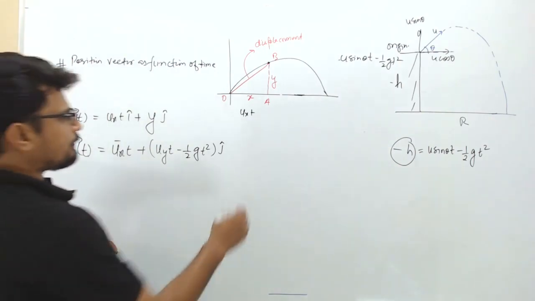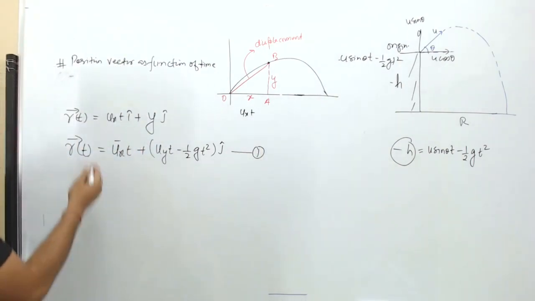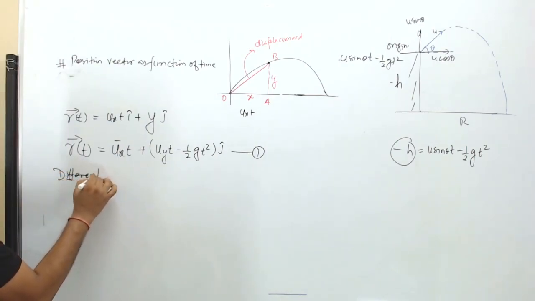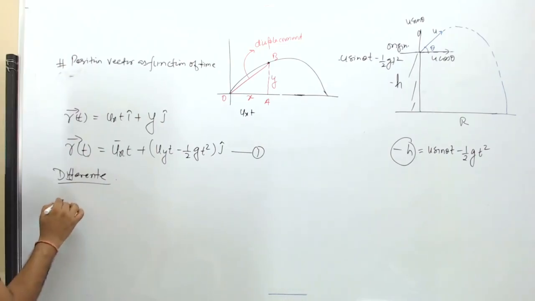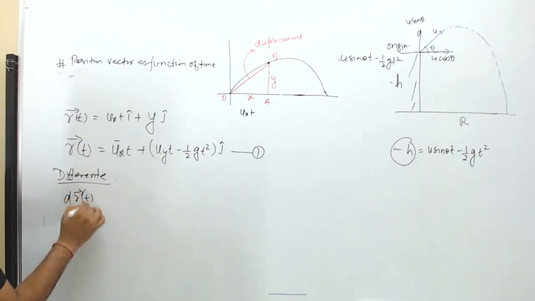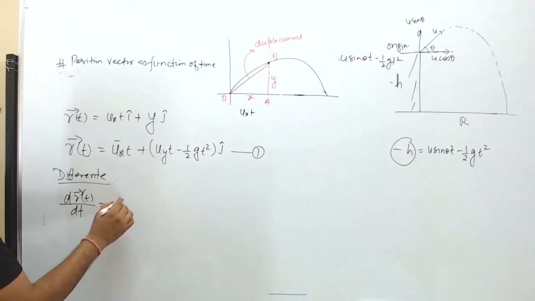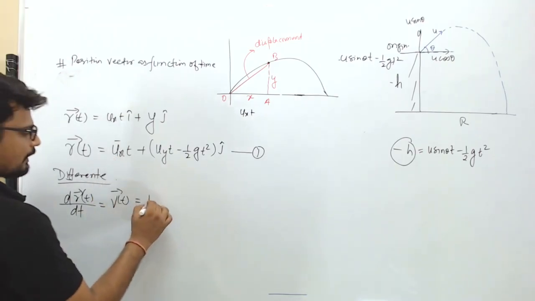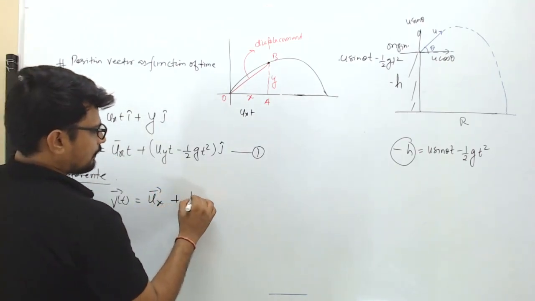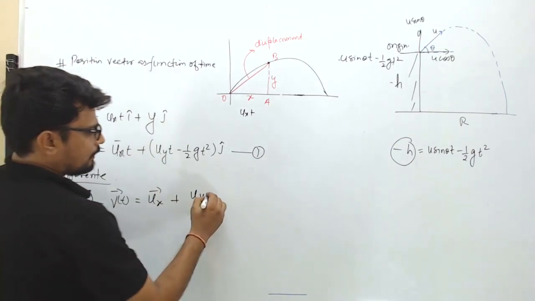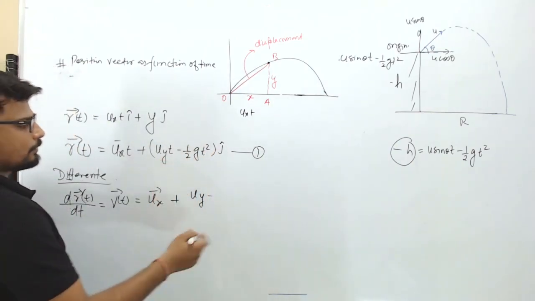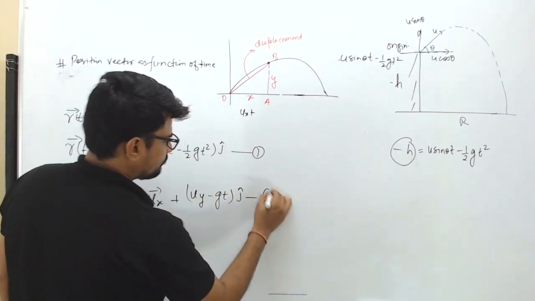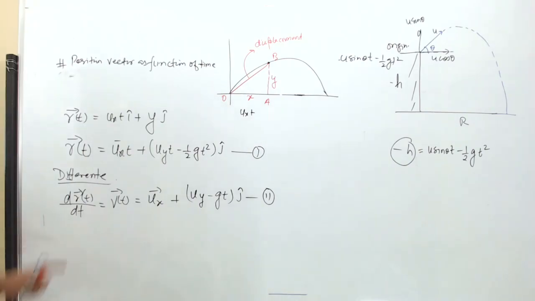Now if I have the position vector, definitely I can find the velocity vector. Let us differentiate this. So dr(t) upon dt should be nothing but your velocity as a function of time t. Now in this case it should be how much? ux plus uy, t derivative is gone, minus 2gt upon 2, so 2 would be cancelled, gt j cap. So this is your velocity vector as a function of time t.